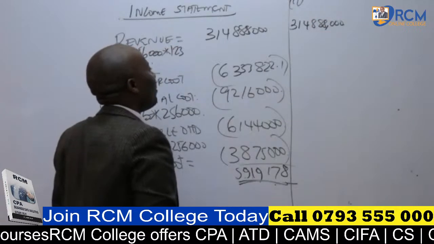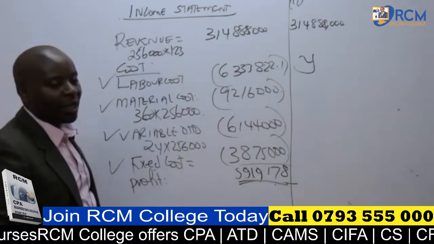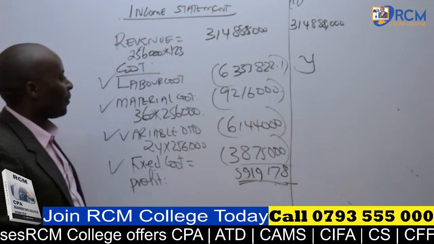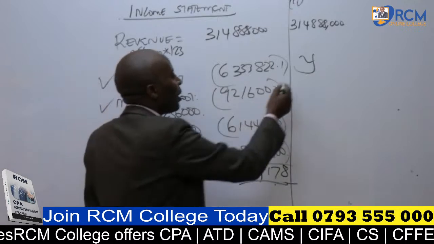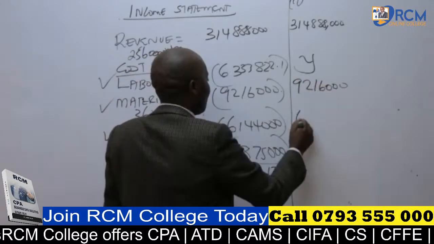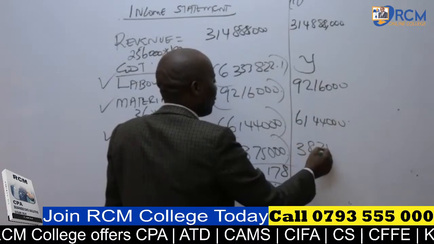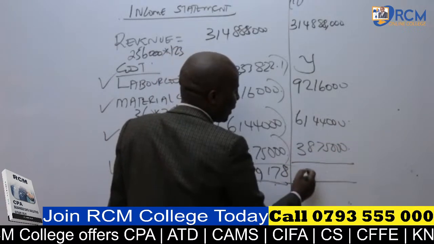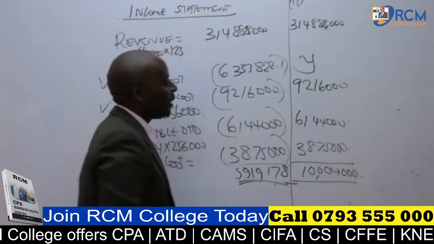Ladies and gentlemen, my labor cost is what I don't know, and labor cost is normally designated by Y. I don't know it because this time around R is changing. Material cost will remain the same. This will be 16,000. This will be 144,000. This will be 75,000. And this time around the profit they're targeting is 10 million.